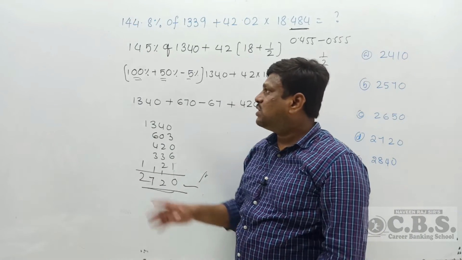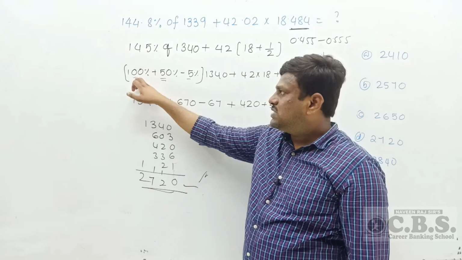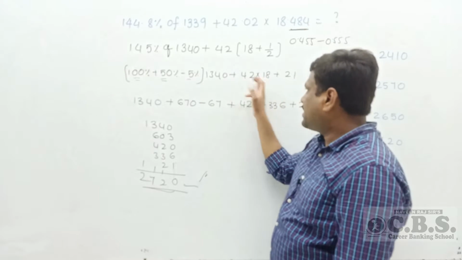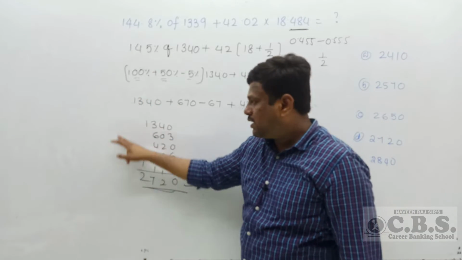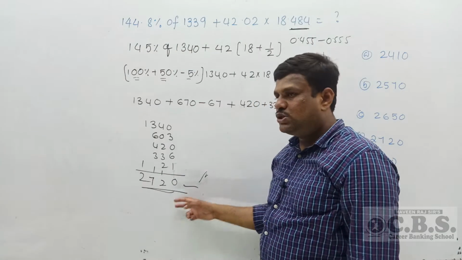Okay, in the examination you just do the steps from here only. This you just remember in your brain: full number, half number, minus 5%, and the calculation about this one. In examination mode you can just remember these steps only on your paper. What's your right answer?